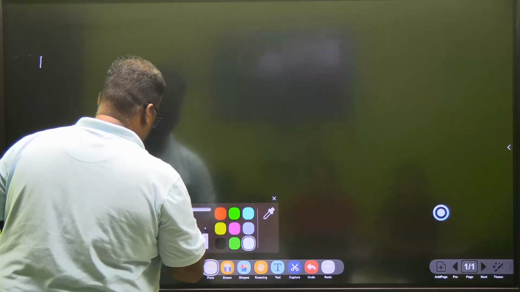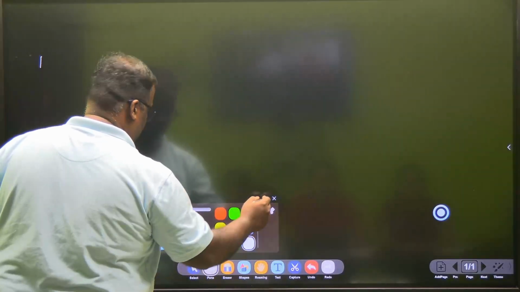So we were talking about rational numbers. I will not define rational number again. I'll just start from where we had left yesterday.